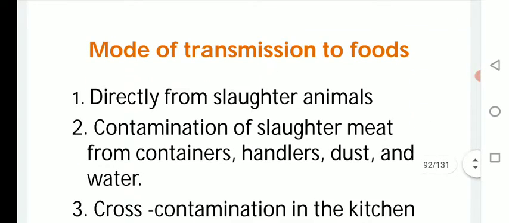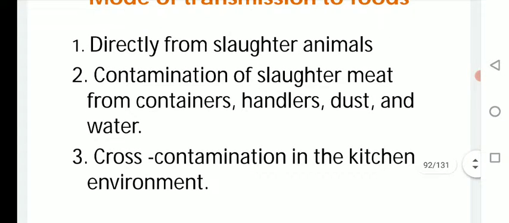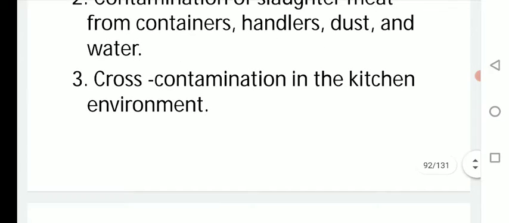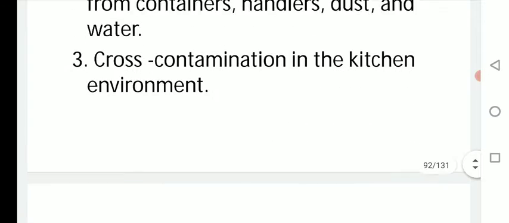Then mode of transmission to foods. So these bacteria can directly enter from slaughterhouse animals. Then contamination of slaughter meat from containers, handlers, then dust and water, then cross contamination in the kitchen environment. So all these are sources or modes of transmission to food.